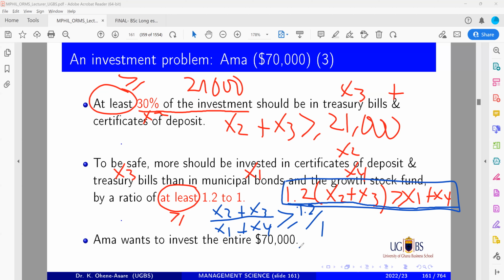How will you expand it, Justice? How will you expand the left-hand side here? How will you expand it? So you multiply 1.2 through the bracket. So that will be 1.2 x2 plus 1.2 x3. That's it. 1.2 x2 plus 1.2 x3.